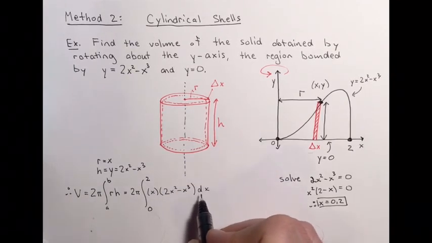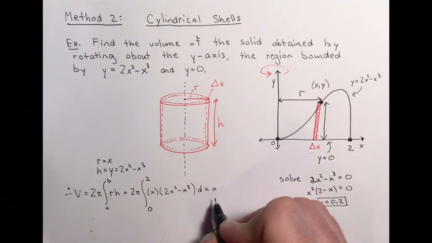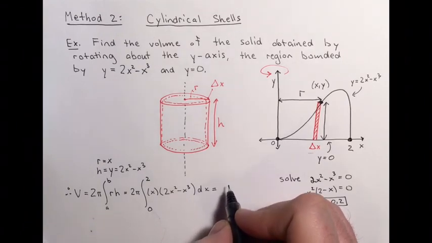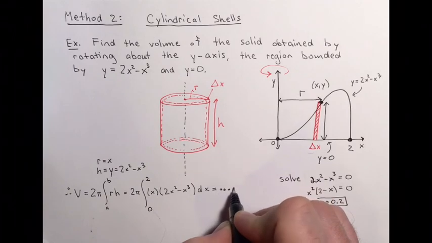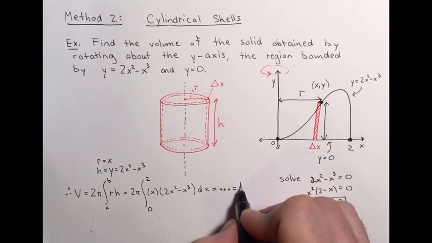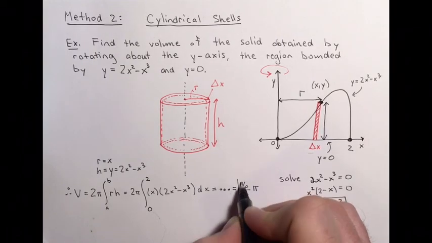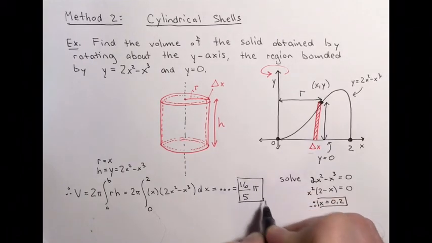And so this right here is going to represent the volume of our object, and what we end up getting for this total volume, if we did FTC2, you'd end up with 16 over 5 pi. And that's it.